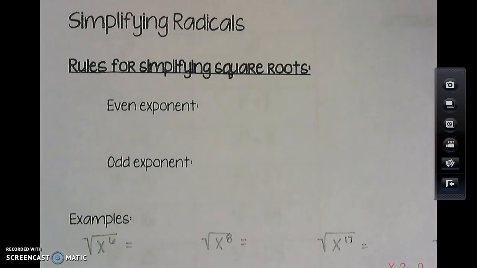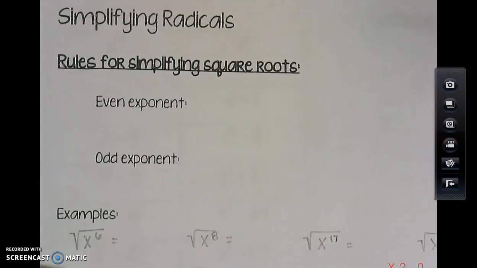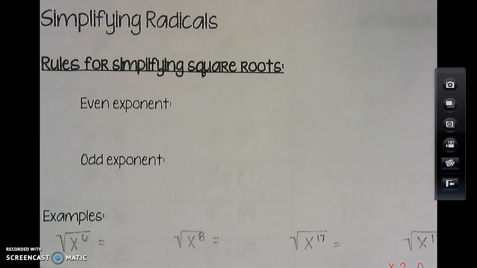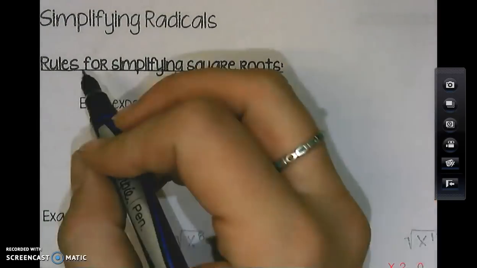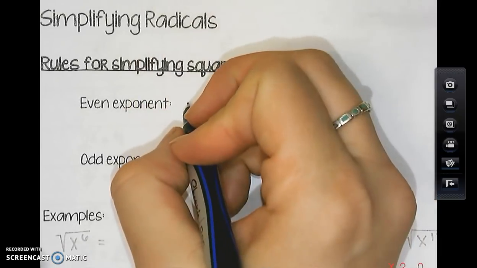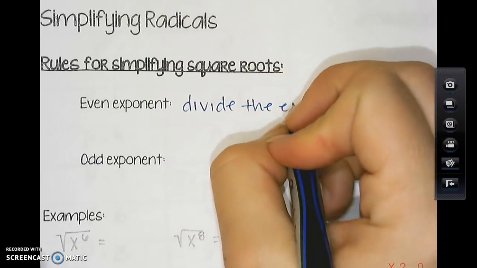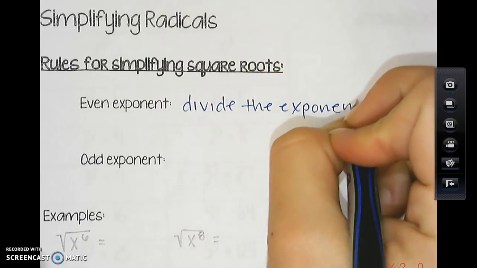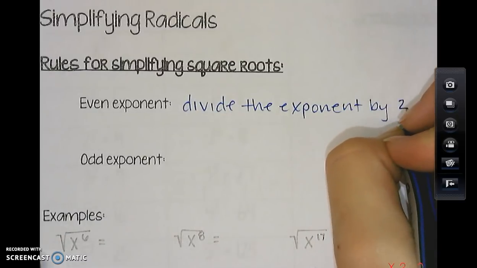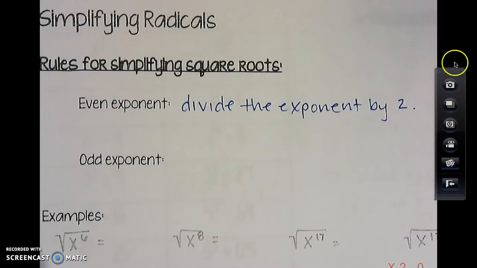All right, simplifying radicals. We started talking about this yesterday. So we went over the rules for simplifying square roots. So I just want to get down some of the rules. So, rules for simplifying square root. If we have an even exponent, all we're going to do is divide the exponent by 2, and then everything comes out of the radical. You lose the radical completely, okay?